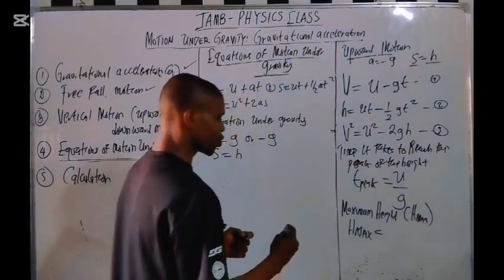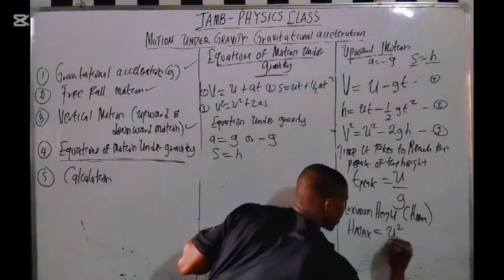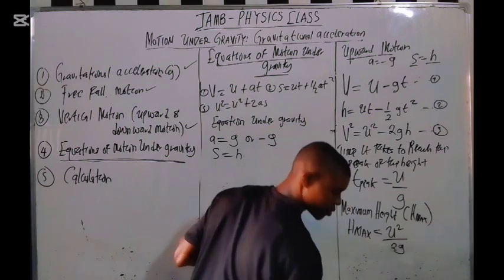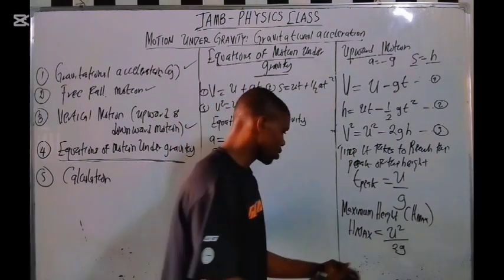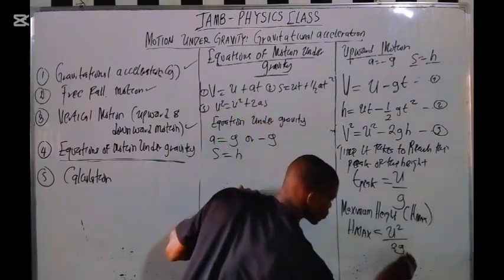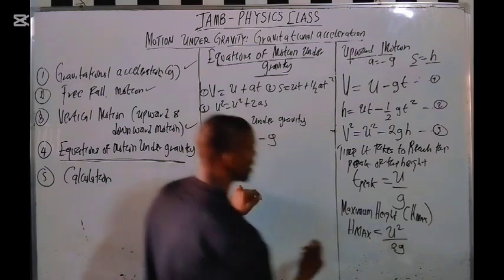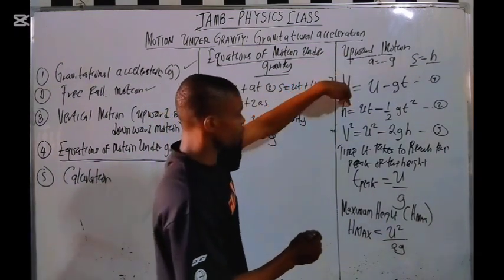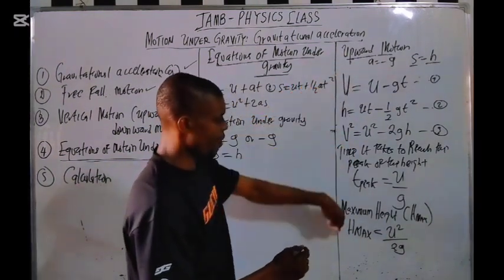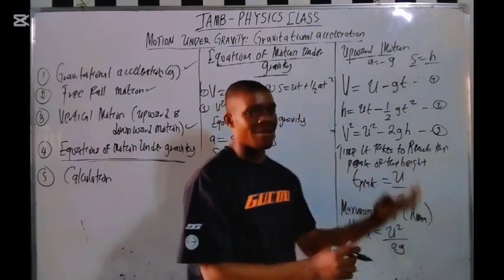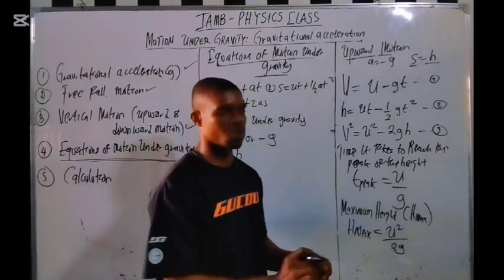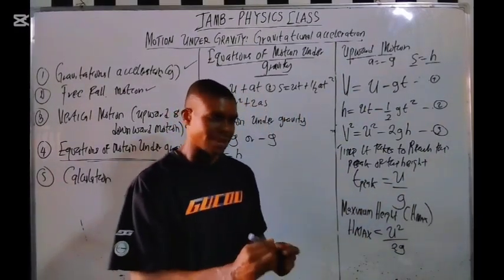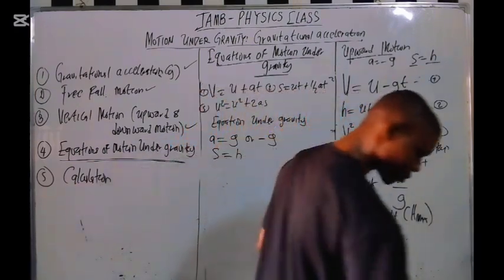So H maximum equals U square over 2G. So you have U square over 2G. That is called maximum height. So 1, 2, 3, 4, 5. So these are the 5 formulas you are going to use when it comes to upward motion. Just now, what about downward motion?